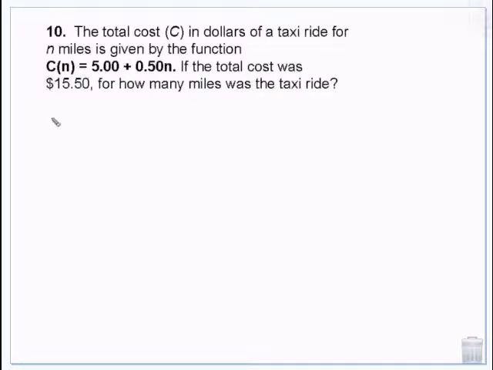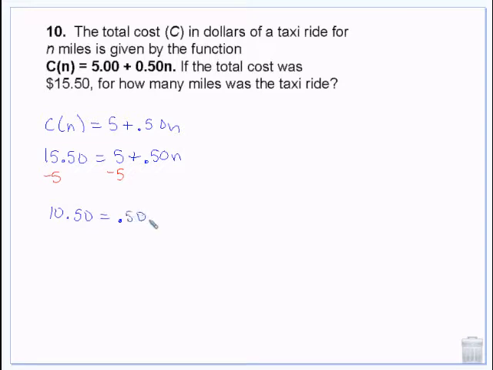But it's 1550, so I take c of n out and put 1550 in. Subtract the 5. So I get 1050 is equal to 0.50n. Divide by 0.50.